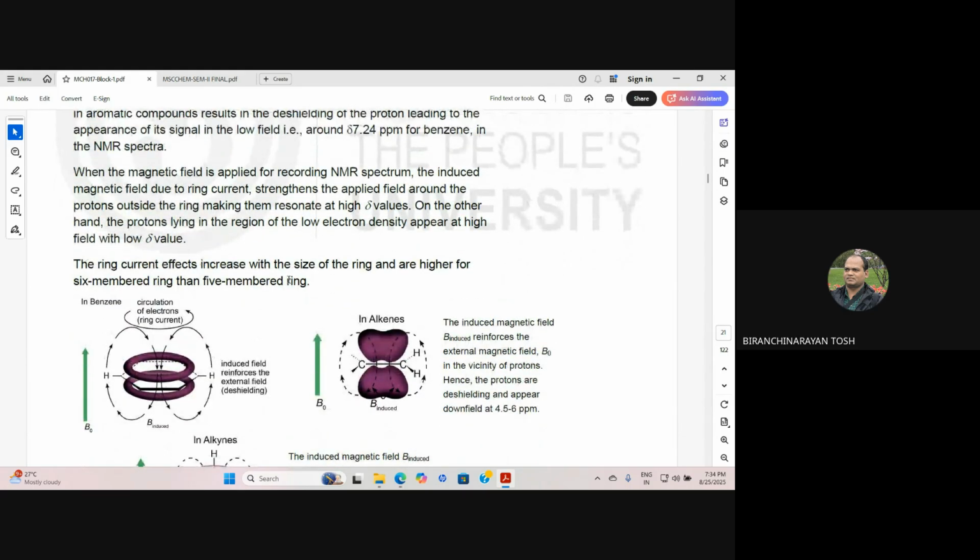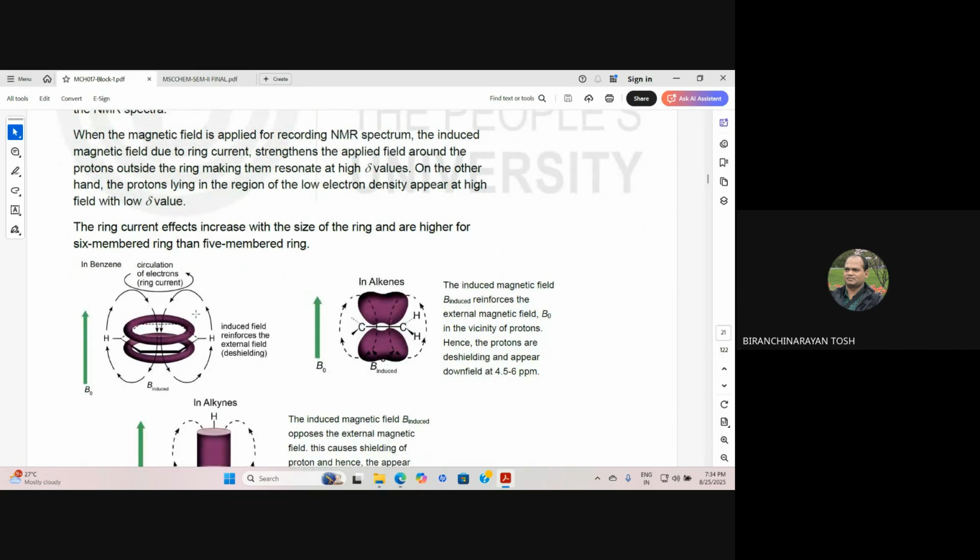Okay, so delta is the chemical shift. What will happen, you can see from the figure, this is the benzene nucleus. The benzene nucleus has a pi electron system. In benzene, the ring current effect increases with the size of the ring and is higher for a 6-member ring than a 5-member ring. So first we'll go for the benzene nucleus.